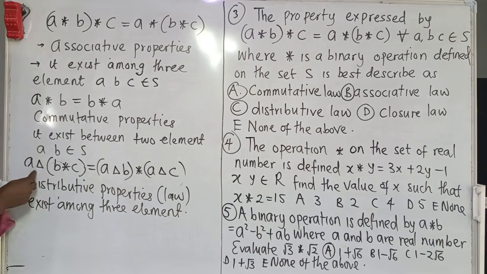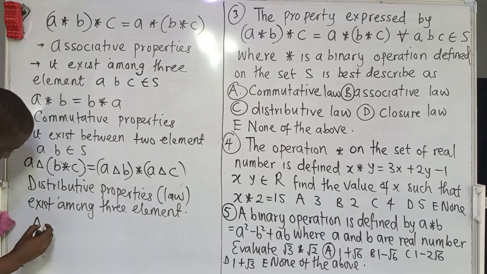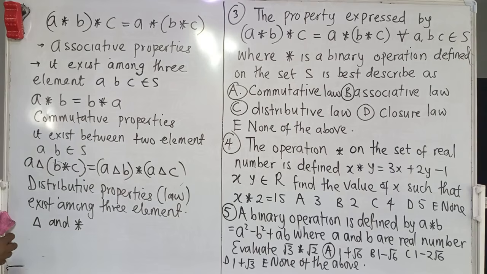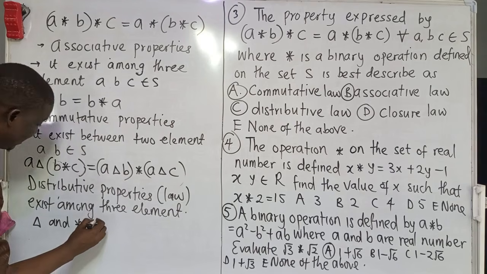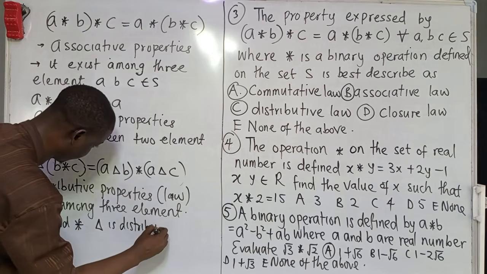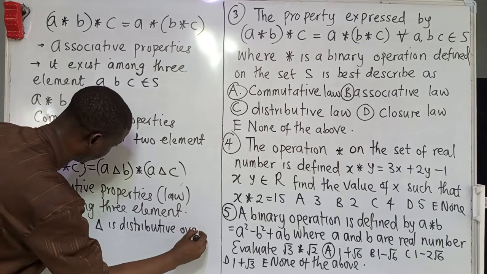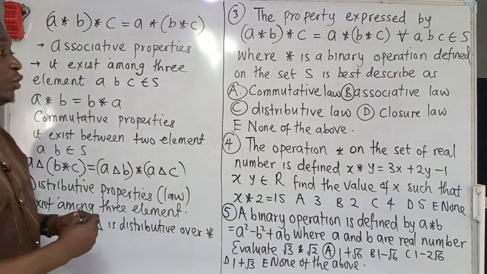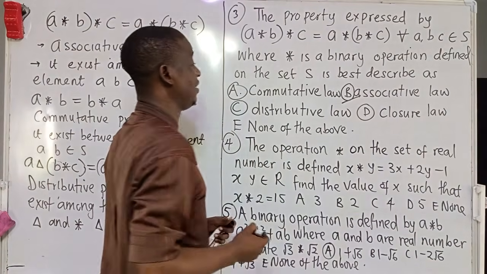The operations most of the times are different. How many operations do you have here? We have this operation and this operation, two operations that we are having. So this is distributive over this. So in that case, we call it distributive over. So in this question now, B is the answer.